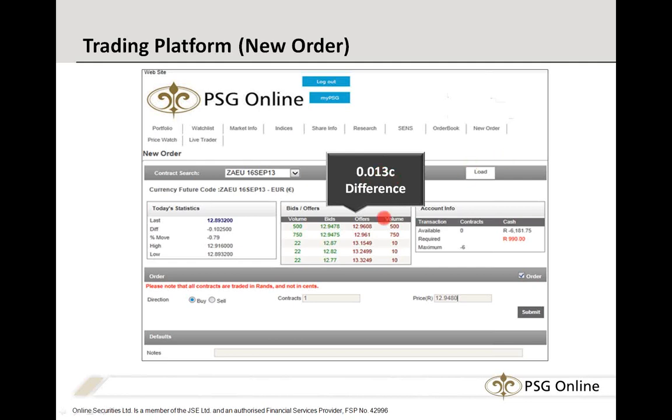So what you do is you want to go buy. In other words, remember, I'm buying the euro and I'm selling the Rand. How many contracts? It tells me my minimum contract here is 990 Rand. Remember, that's times 2, so it's just over 1,800 Rand that you need to open up a trade on the euro.